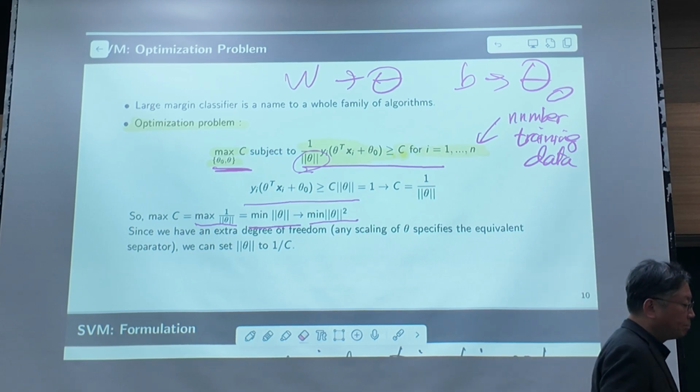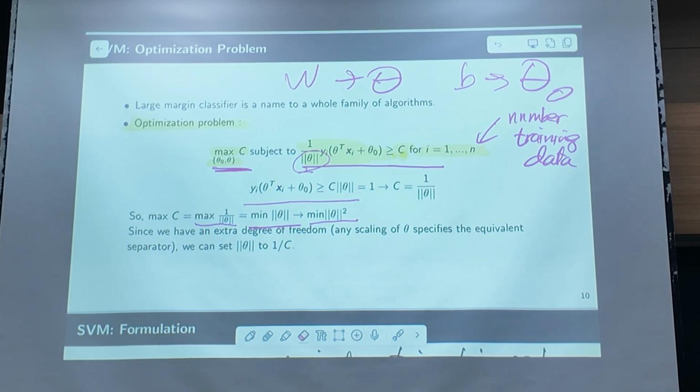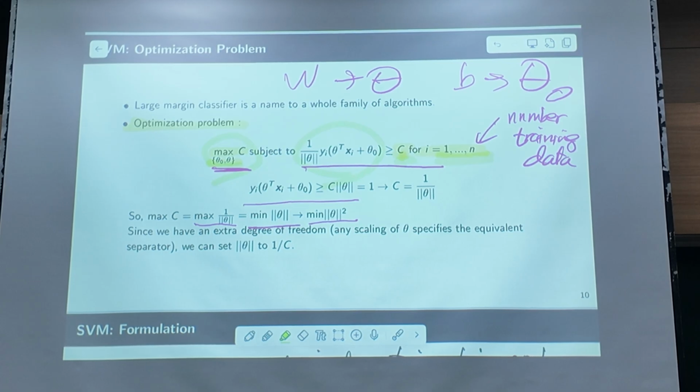So this was the margin. This was the margin. And we wanted the margin for all of the data to be at least C. And we wanted to maximize C. And that would make the geometric margin large.